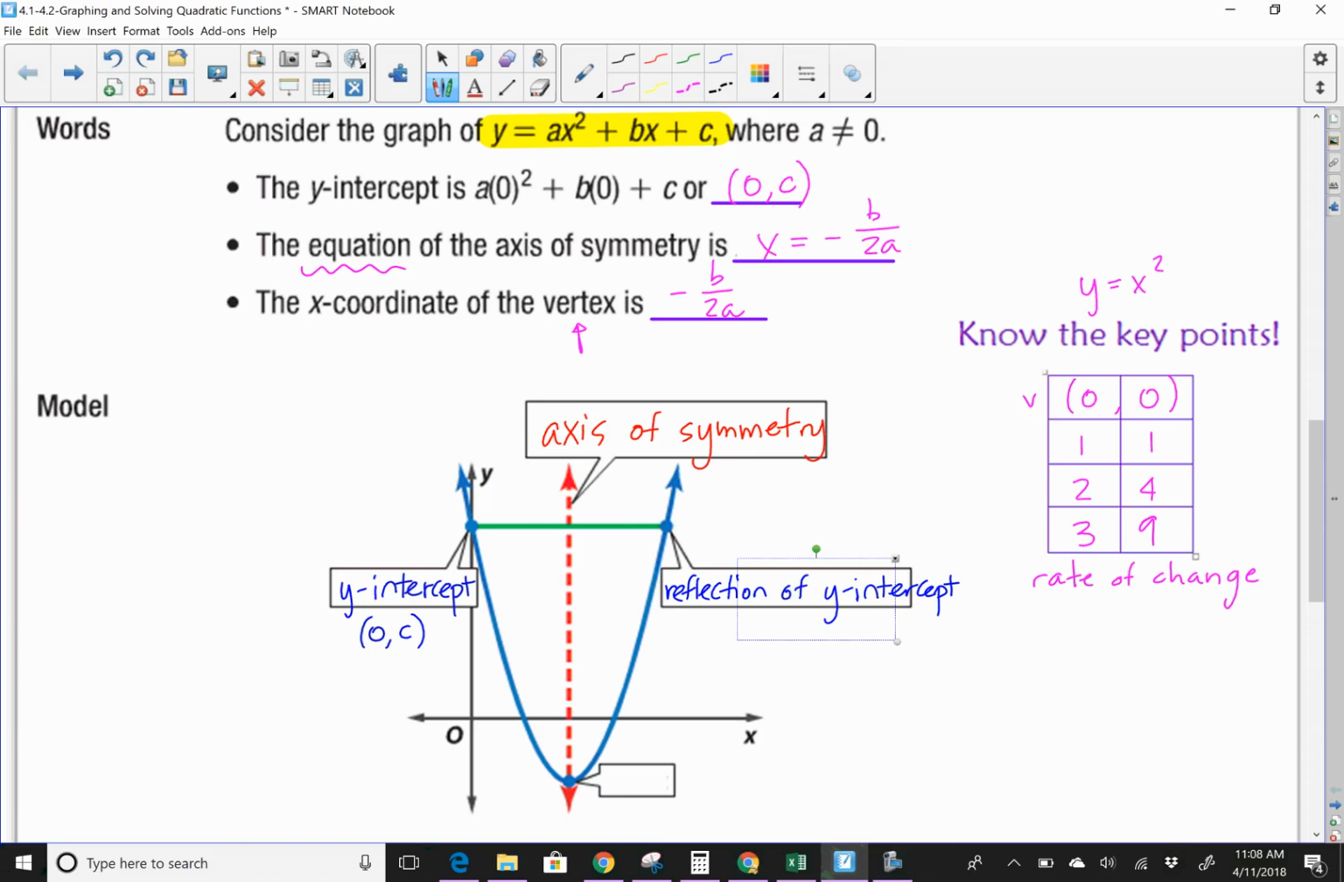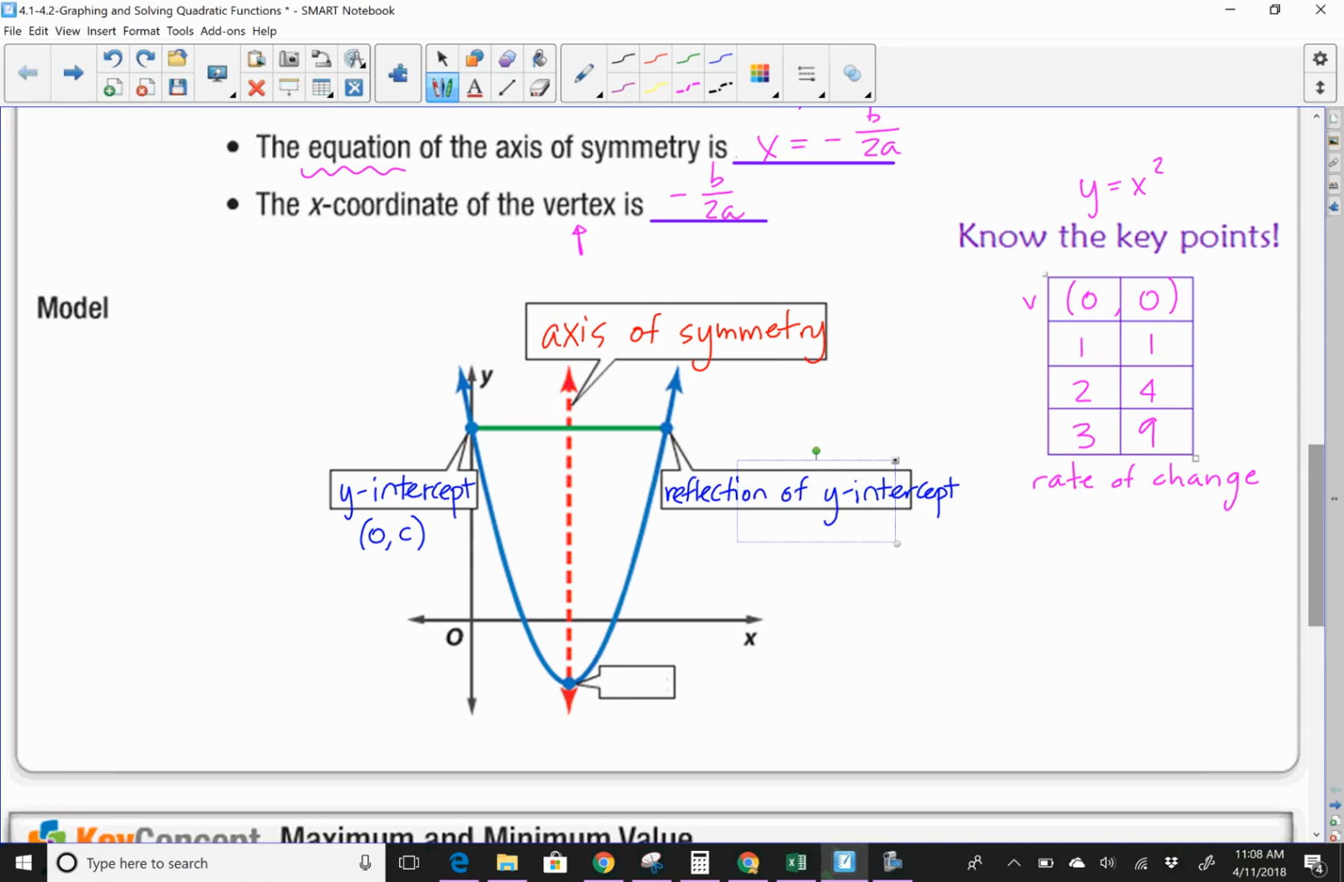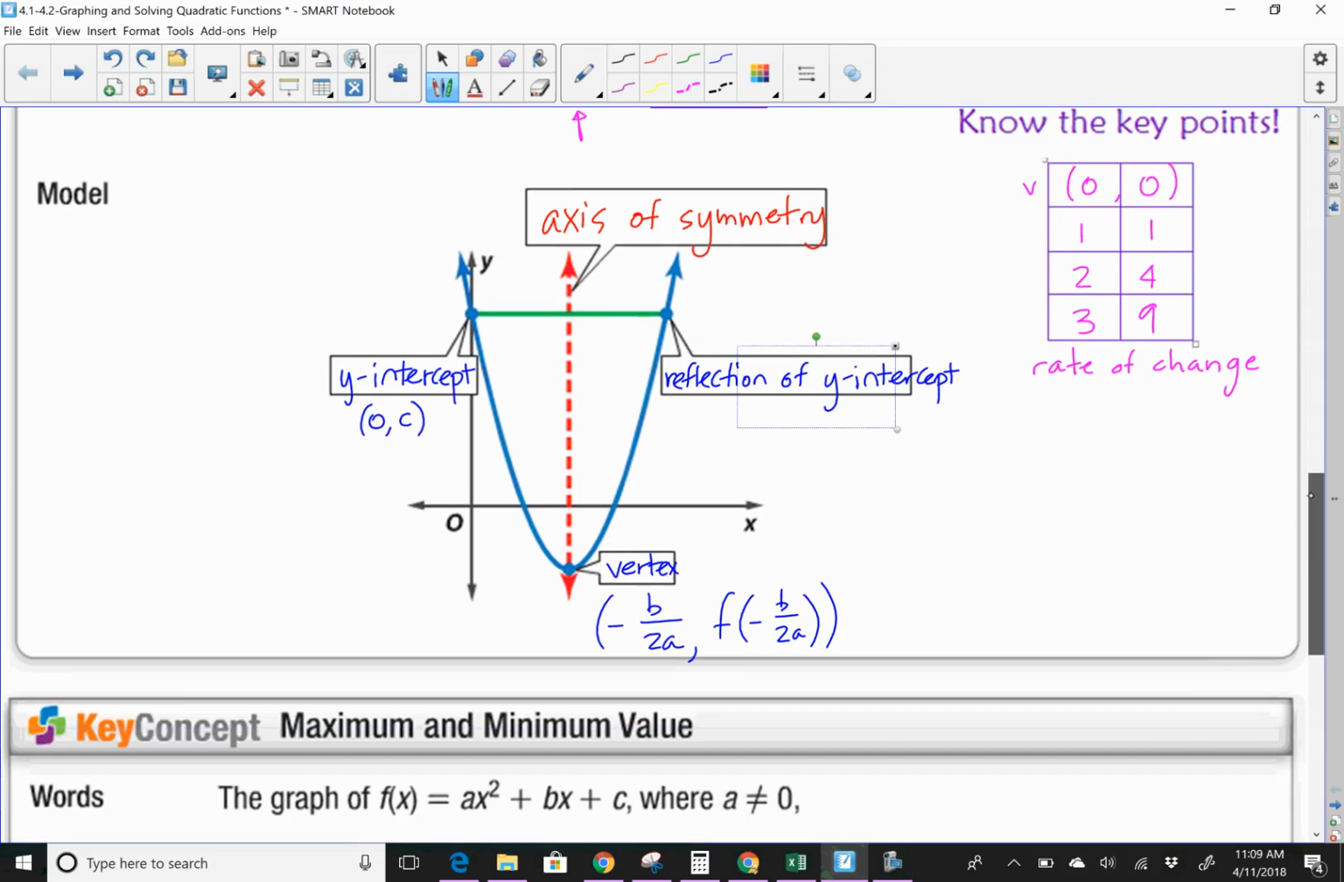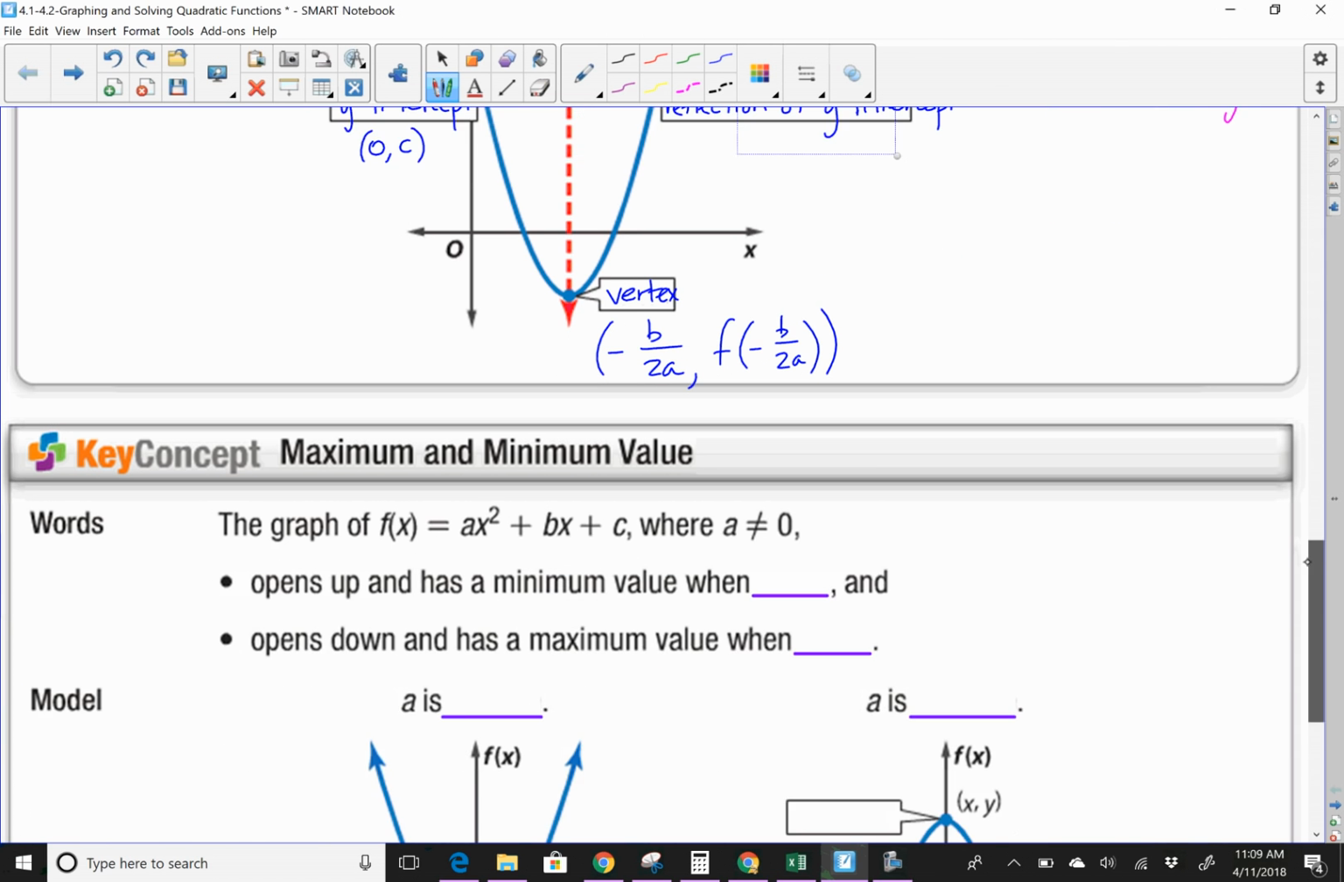And the bottom point, which of course is critical and what you always need to know of a parabola when you're asked to graph it, is the vertex. And as I mentioned up here, the x-coordinate of that vertex is always negative b over 2a. And how do you find the y-coordinate? Anytime you know x, you just plug it back in, which is why it's written like this: f of negative b over 2a, because you plug it back in to find out what the corresponding y value is.